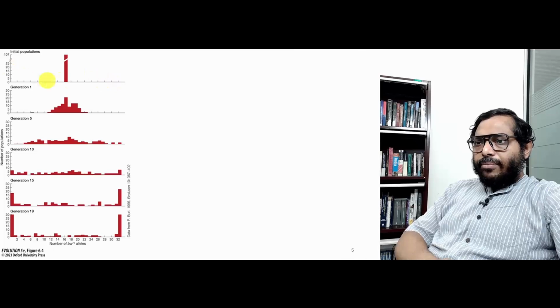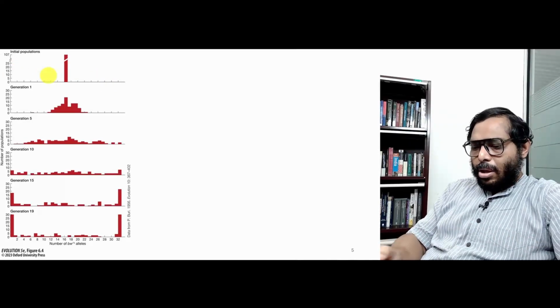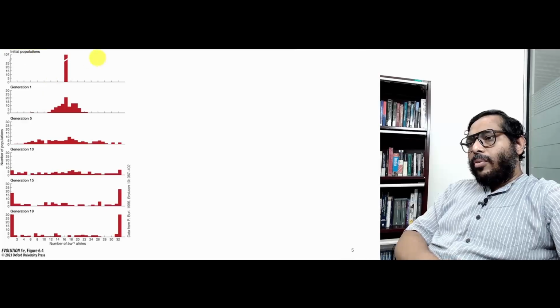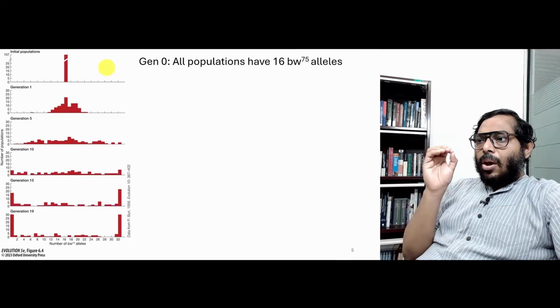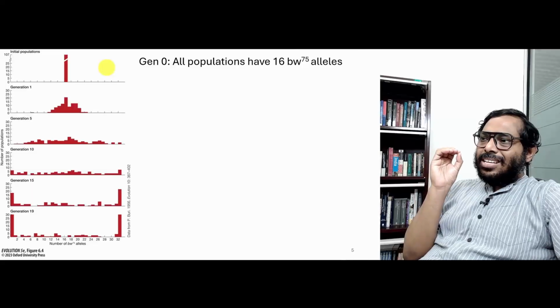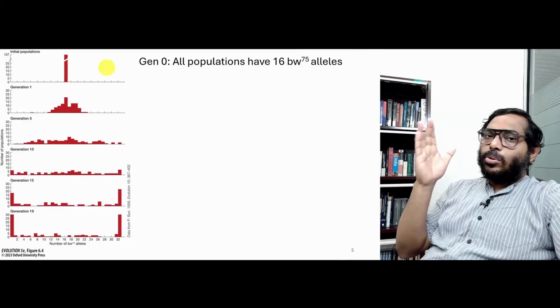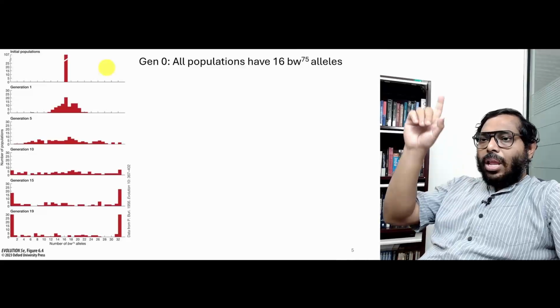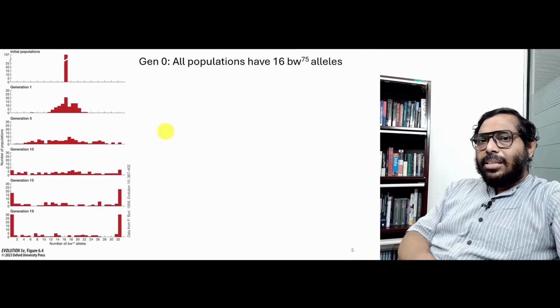So, let us look at the first panel over here. If you look at this panel, you see that in generation 0, all the populations have 16 BW75 alleles. Why? Because all of them are heterozygotes. So, all 107 have 16 BW75. What happens in generation 1?